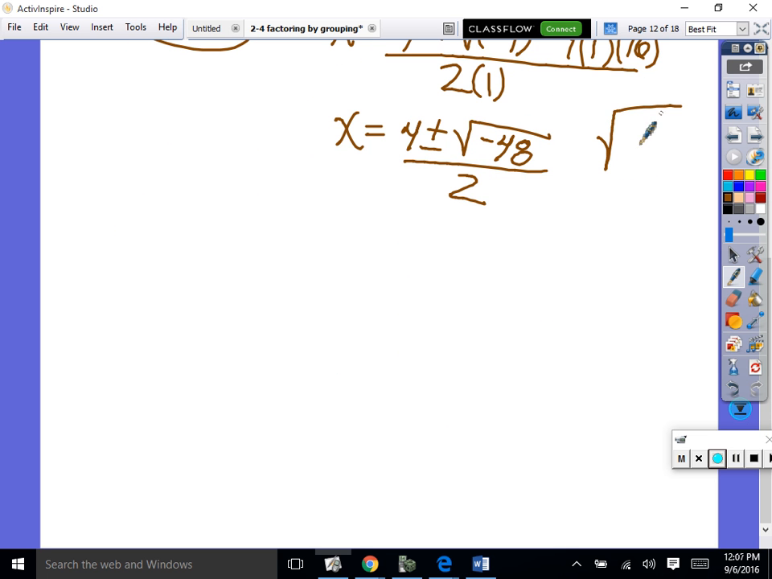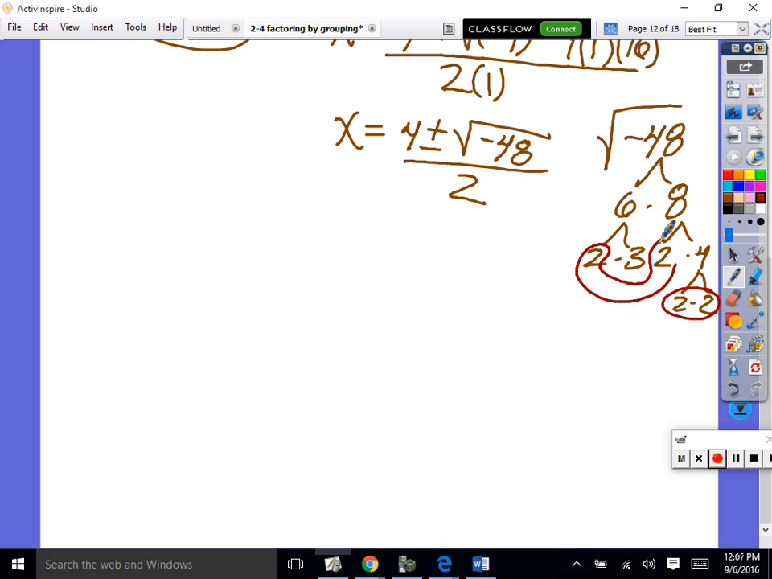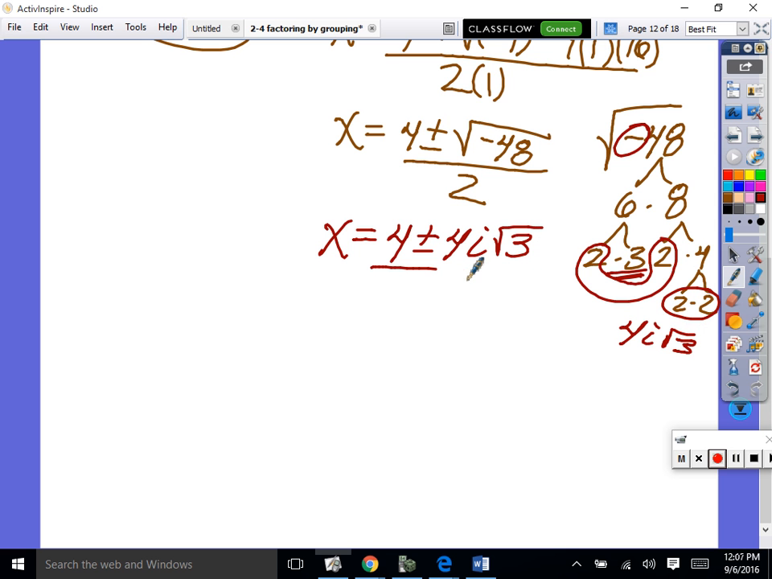Then we go off to the side and say, okay, now I'm going to simplify. What's the square root of -48? 6 times 8, 2 times 3, 2 times 4, 2 times 2, right? Pull out a 2, another 2, and a negative makes it an i. 4i square roots of 3. So we have x is equal to 4 plus or minus 4i square roots of 3, all over 2.